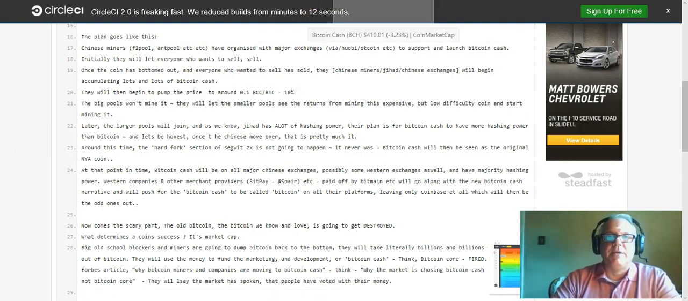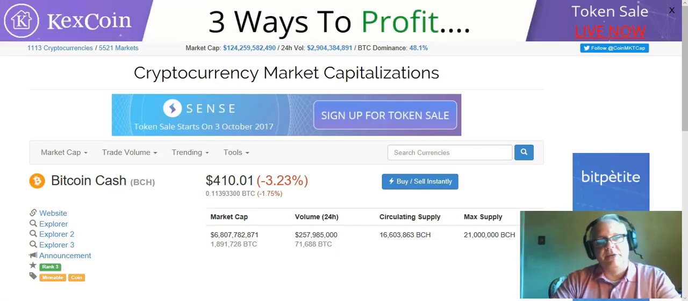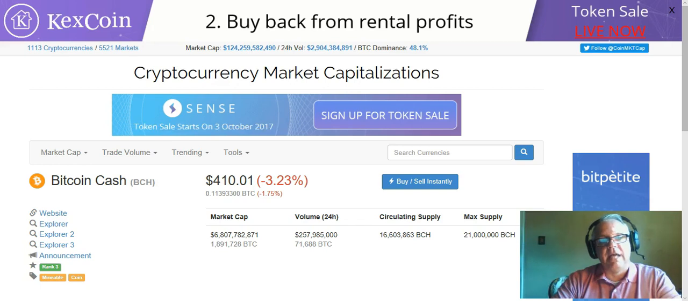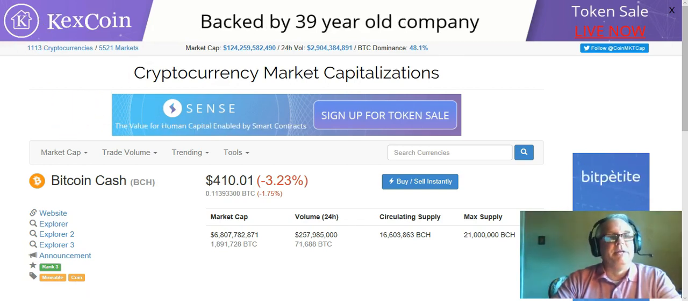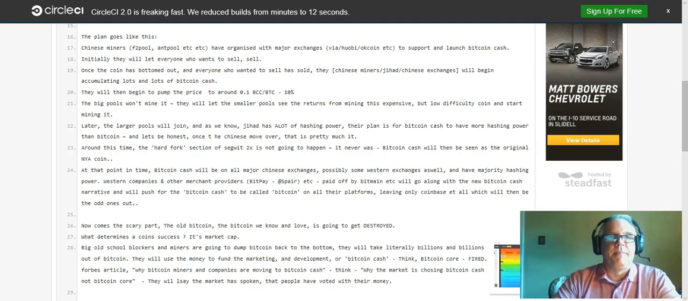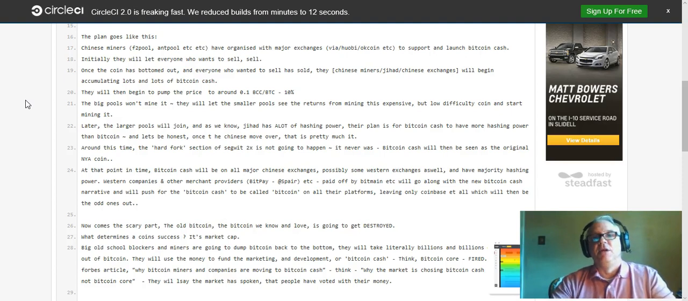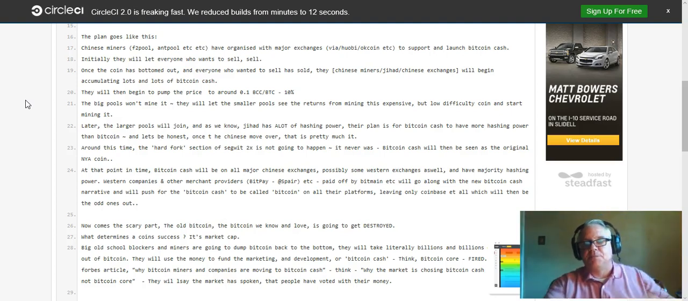So let's look at the rate of Bitcoin Cash right now. Oh, lo and behold, Bitcoin's roughly about $4,000 and Bitcoin Cash is about $410. They're about 10%, just like they said they were going to do. Okay, then it says, the big pools won't mine it. They will let the smaller pools see the returns from mining this expensive but low difficulty coin and start mining it. Later, the larger pools will join, and as we know, Jihad has a lot of hashing power. Their plan is for Bitcoin Cash to have more hashing power than Bitcoin. And let's be honest, and listen to this. Once the Chinese move over, that's pretty much it.